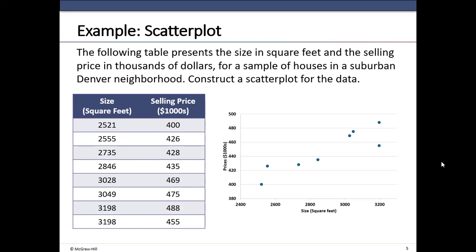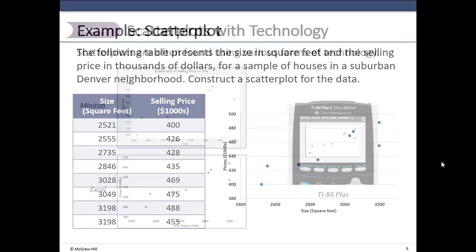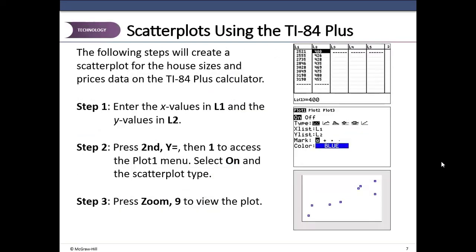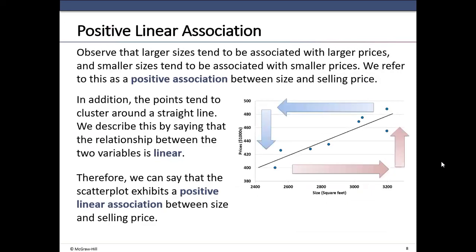That means there's a positive relationship between X and Y. Why? As X increases, Y increases. X decreases, Y also decreases. So they show you how to do it with the TI-84. So as I said, there's a positive association between size and selling price.